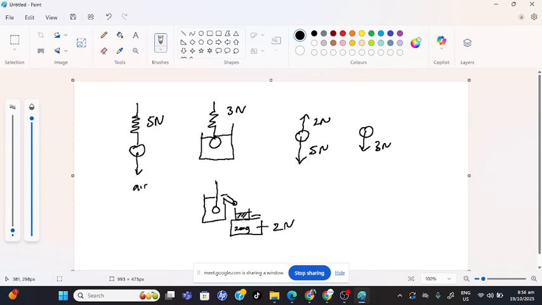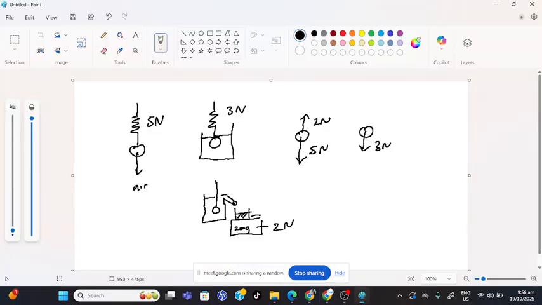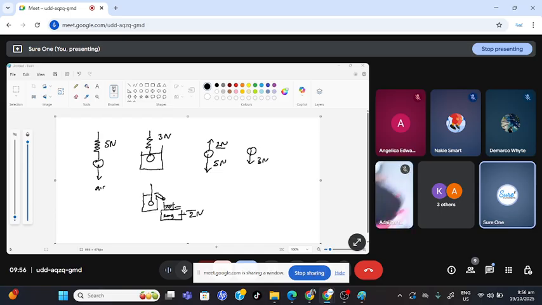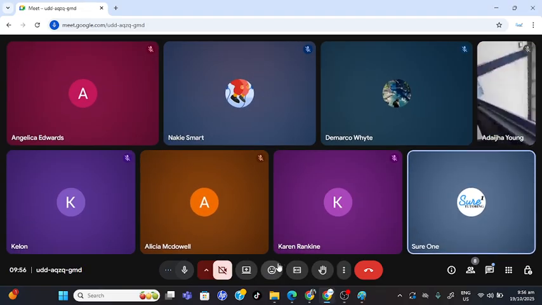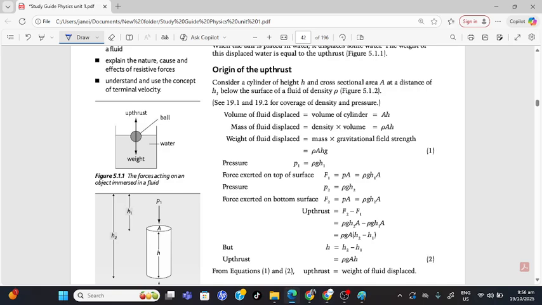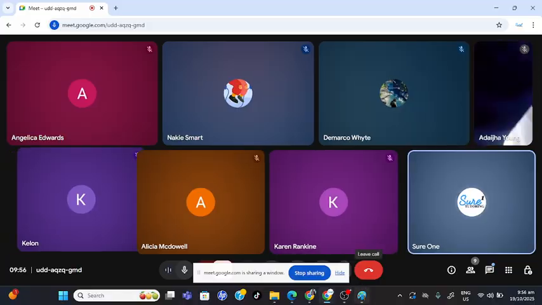And that's what Archimedes' principle states: when you put an object inside a fluid, it's going to experience an upward force. If you allow the water to be displaced, the upward force of 2 newtons would be equal to the weight of the water displaced. And that is Archimedes' principle. Hope that makes sense to you. So that's what he's saying in his experiment.